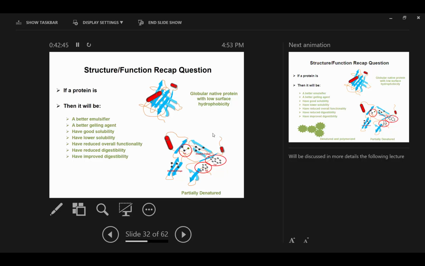It's not reduced. Is it less functional than another protein? Yeah. Okay.